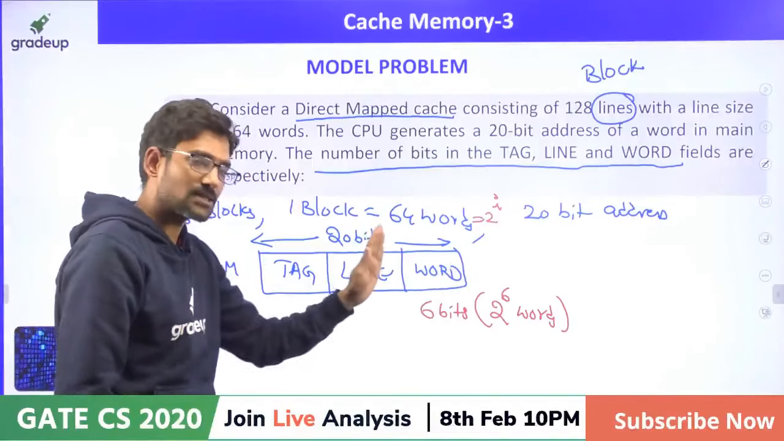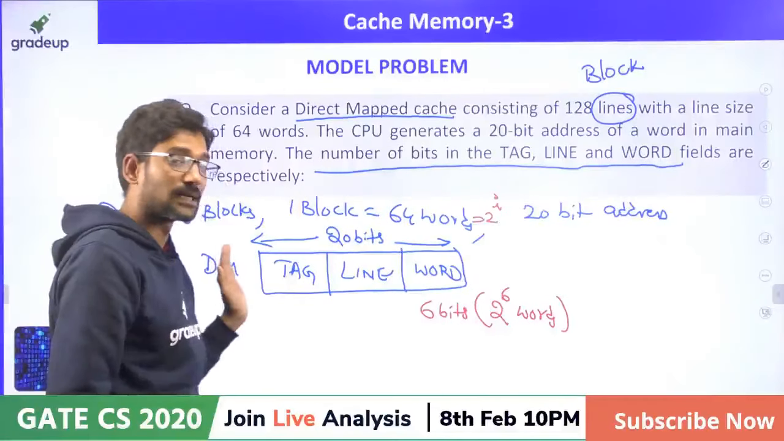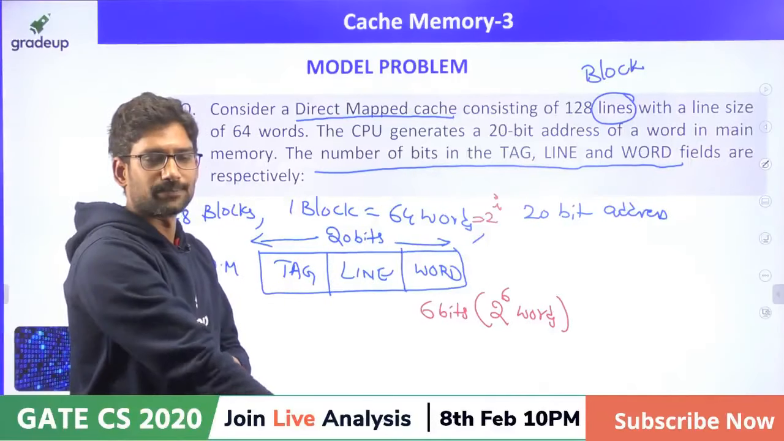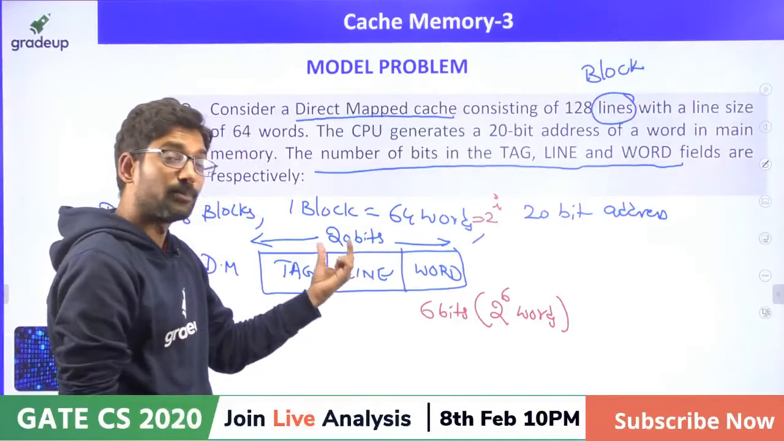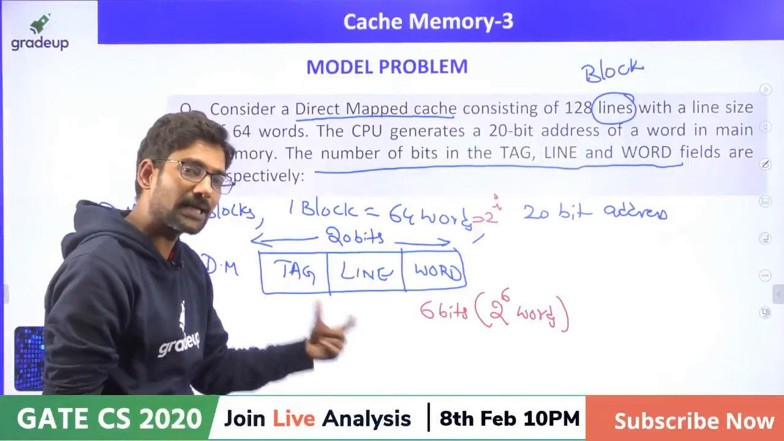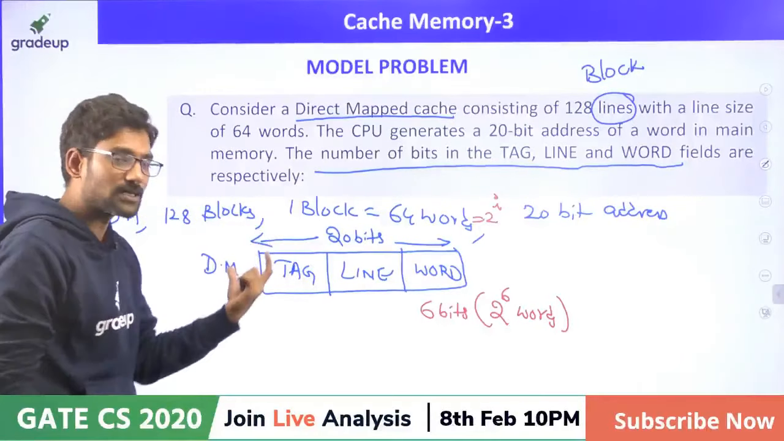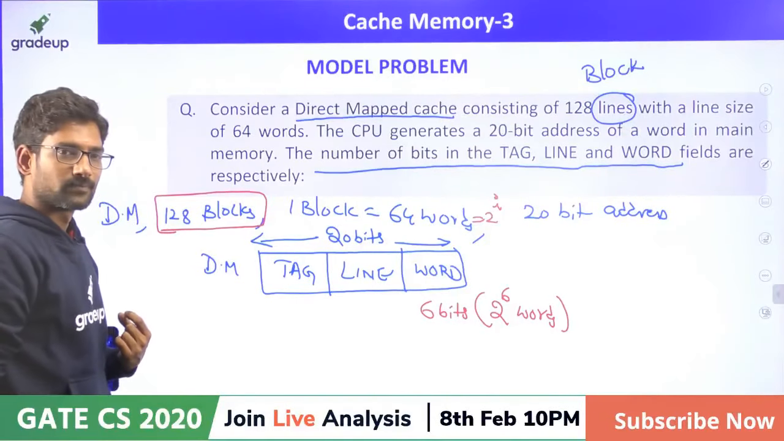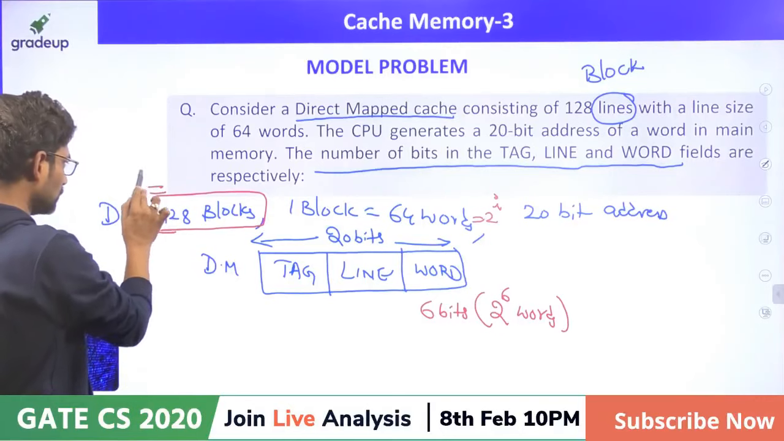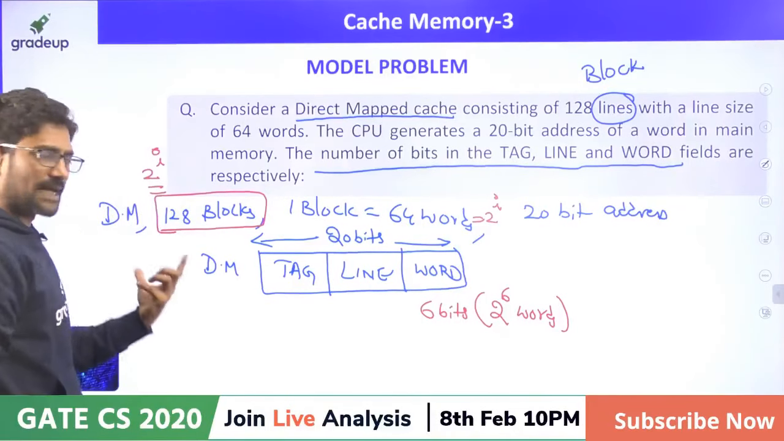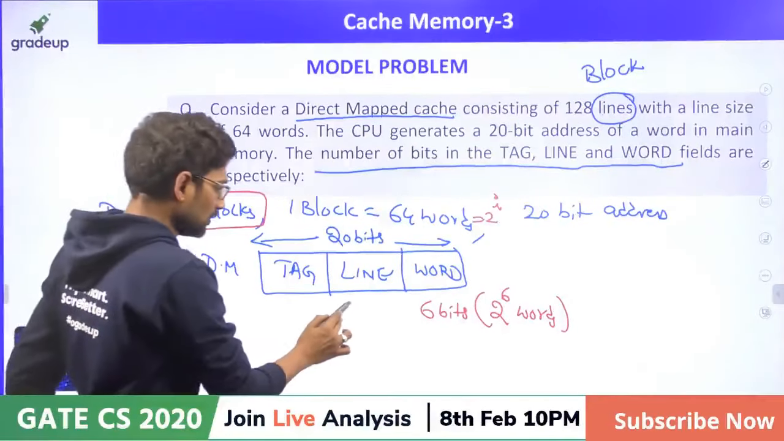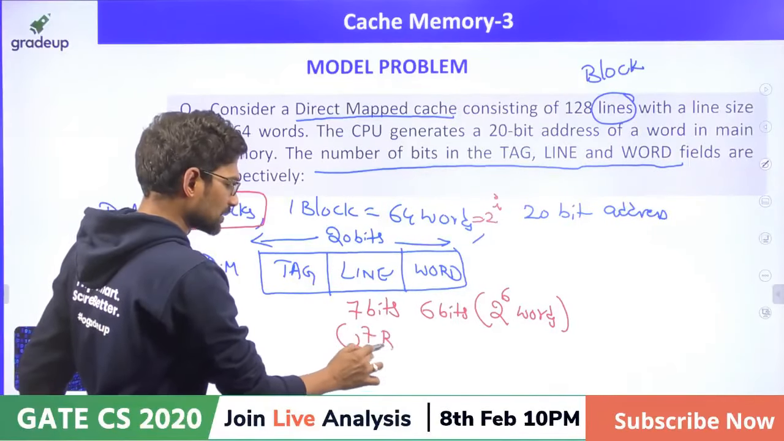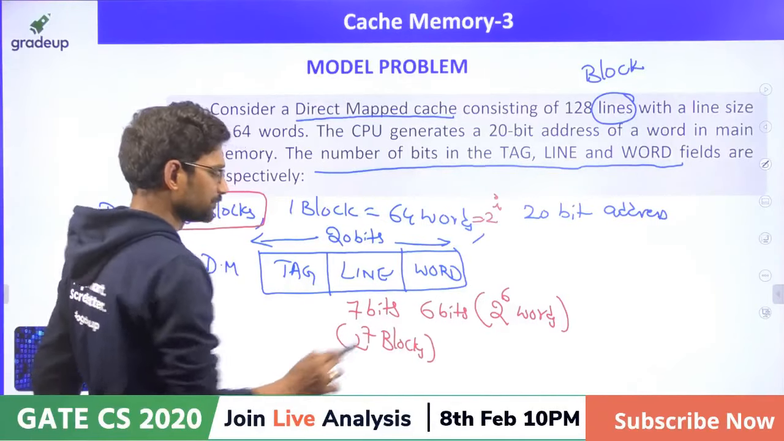You should always start from word, not from the tag. Then, line indicates what? Number of blocks in cache memory. How many blocks in cache memory? 128 blocks. If this is equal to 2 power I, what is I? 7 bits. So, 7 bits for the line, because there are 2 power 7 blocks in cache memory.